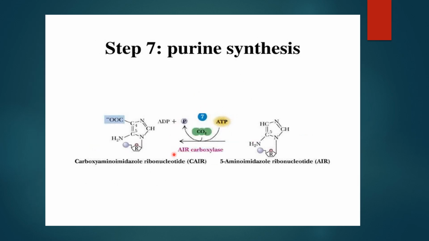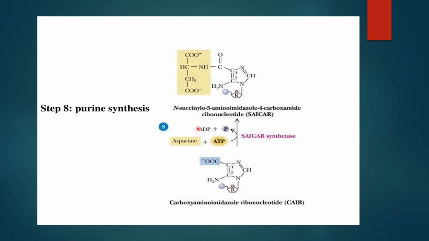In the seventh step, the incorporation of CO2 occurs at the C4 position of the imidazole ring, leading to the formation of carboxyaminoimidazole ribonucleotide, which is catalyzed by the enzyme carboxylase. In the next step, the amino acid aspartate combines with the carboxyaminoimidazole ribonucleotide to form aminoimidazole 4-succinylcarboxamide ribonucleotide, which is catalyzed by the enzyme synthetase. Again, energy utilization takes place.